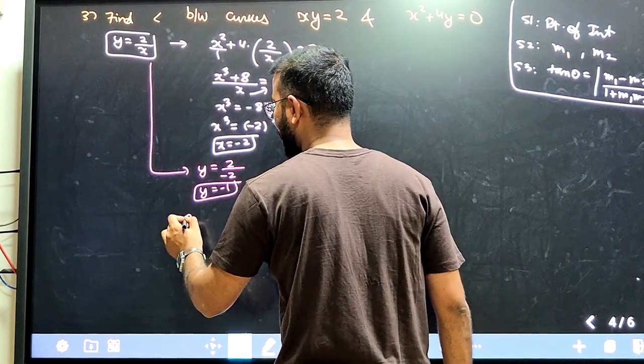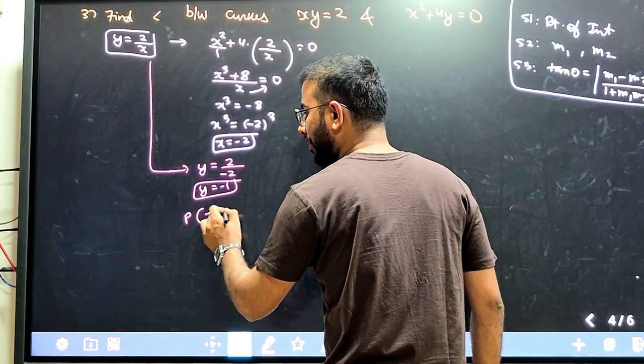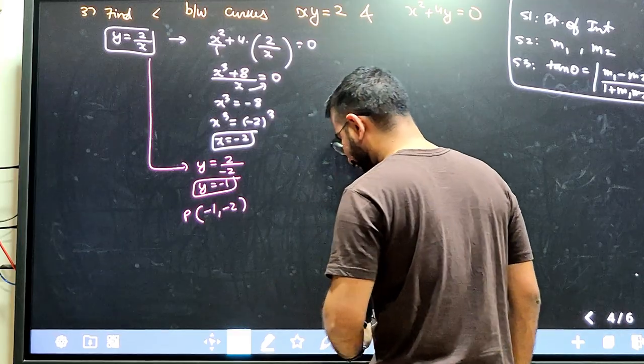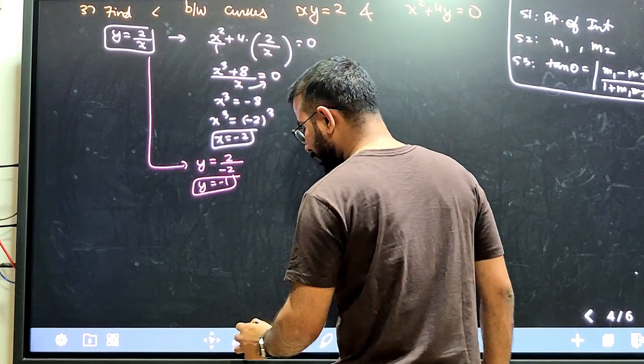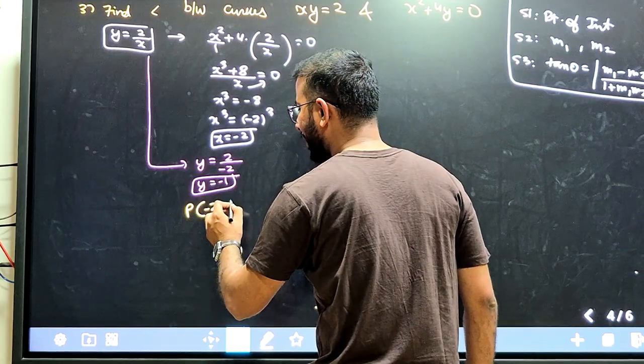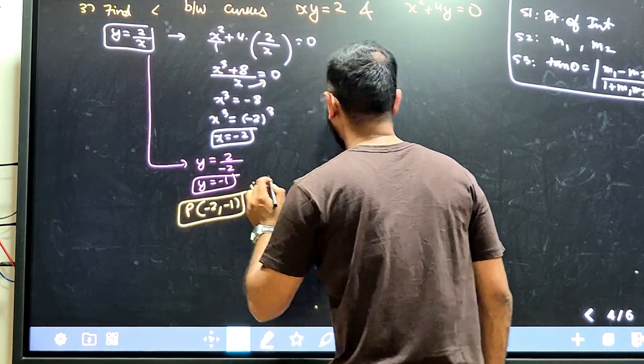So let's say this is point P. What is point P? Minus 1 comma minus 2 is wrong. Why? Because first you have to write X, then you have to write Y. Anna, don't make this mistake. So the first step is done. We got point P, which is minus 2 comma minus 1. So step 1 is done.